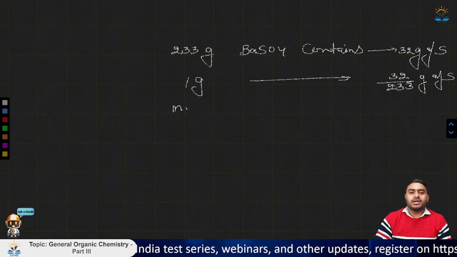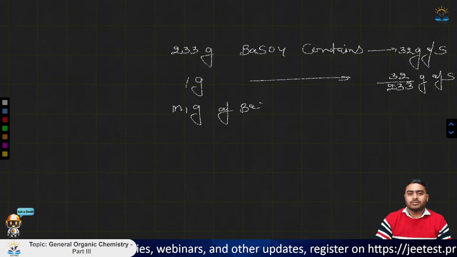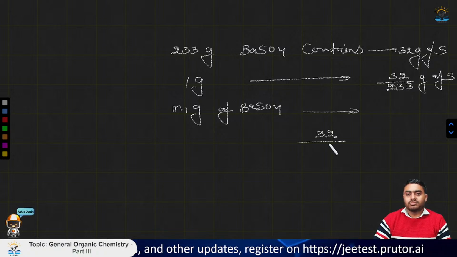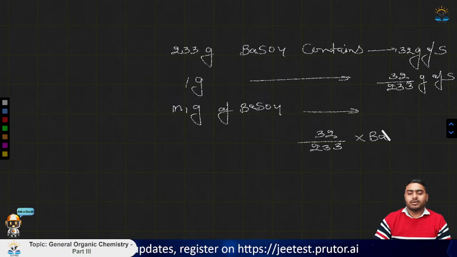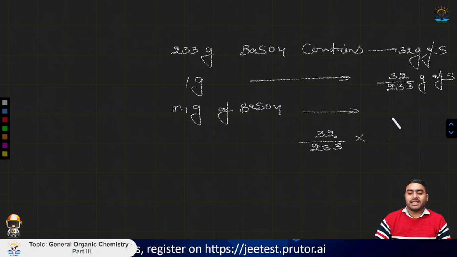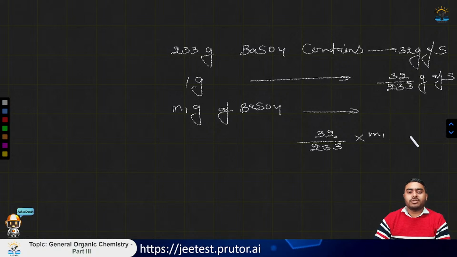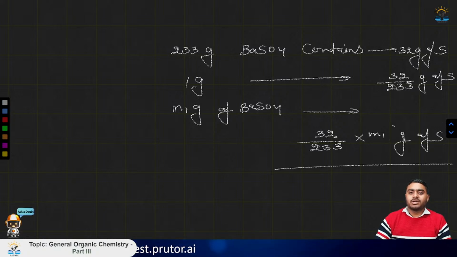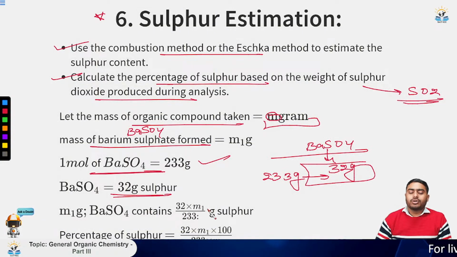So m1 gram of BaSO4 contains 32 divided by 233, multiplied with m1 gram of BaSO4. So you will get 32 divided by 233 into m1 gram of sulfur. This is the point here. I hope you are getting a clear idea. So you can see 32 divided by 233 into m1 gram of sulfur.